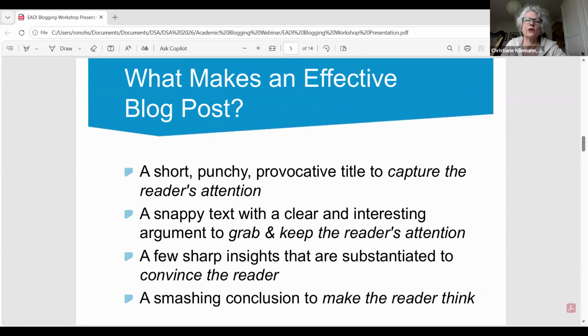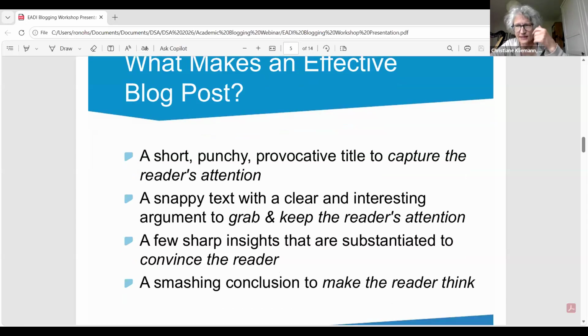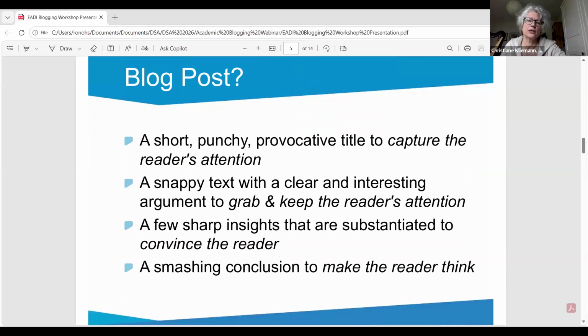Now we are again at what Rowena also explained a little bit: what is the difference between academic writing and a good blog post? For our blog, and I think that goes for every blog, it's important to have a really catchy title. It can also be provocative so that people's eyes really land on it. Of course, the text itself also needs to be snappy and clear, and bring up arguments that capture people. And you need research-based insights, but don't give too many. Give just a few which are the most eye-catching and the most important to the message that you want to bring across. And a smashing conclusion is always good, to make the reader maybe rethink the opinions they had before reading the article.